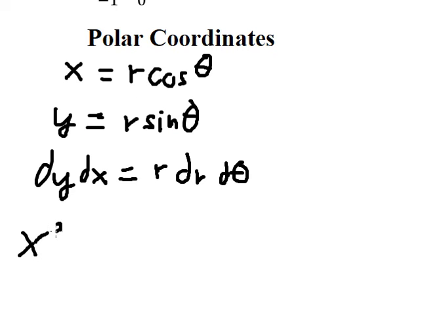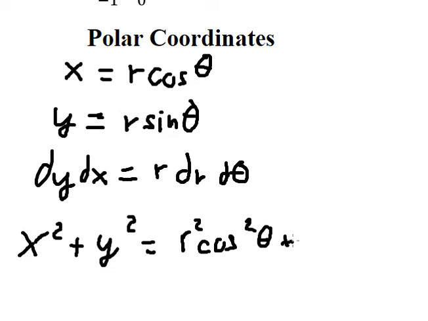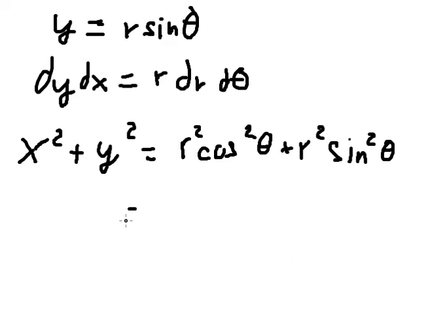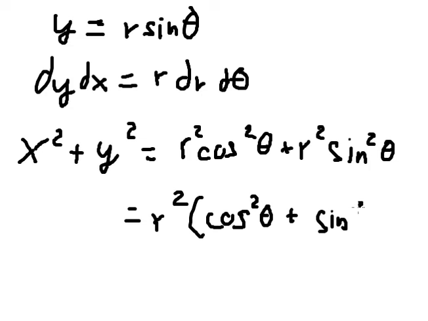x squared plus y squared equals r squared cosine theta squared plus r squared sine theta squared. So we have r squared and r squared. We can do factorization, and this one equals number 1.